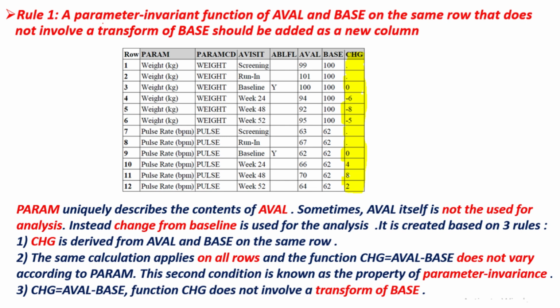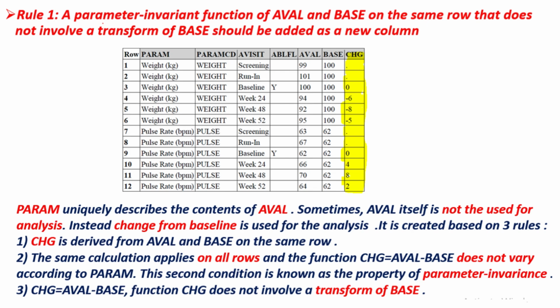Rule 1. A parameter invariant function of AVAL and BASE on the same row that does not involve a transform of BASE should be added as a new column. PARAM uniquely describes the contents of AVAL. Sometimes AVAL itself is not used for analysis. Instead, change from baseline is used for the analysis. It is created based on 3 rules.